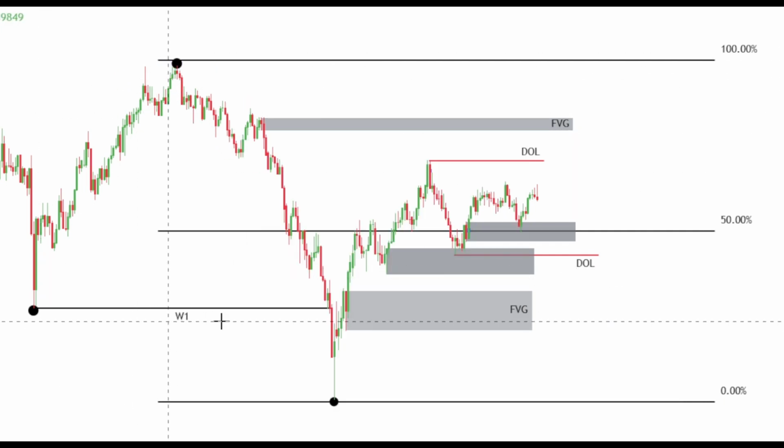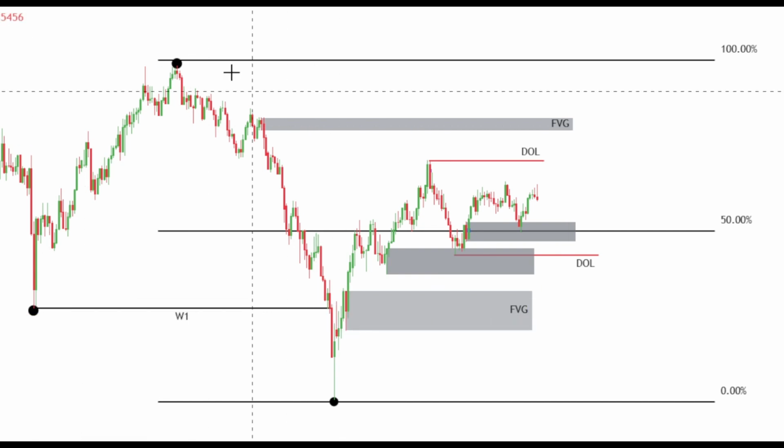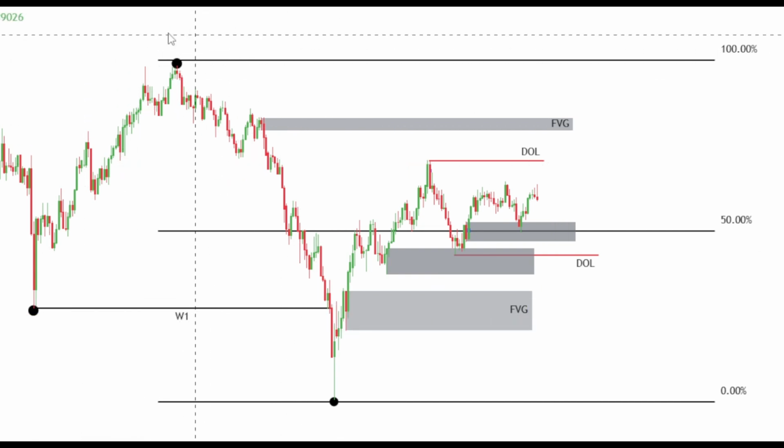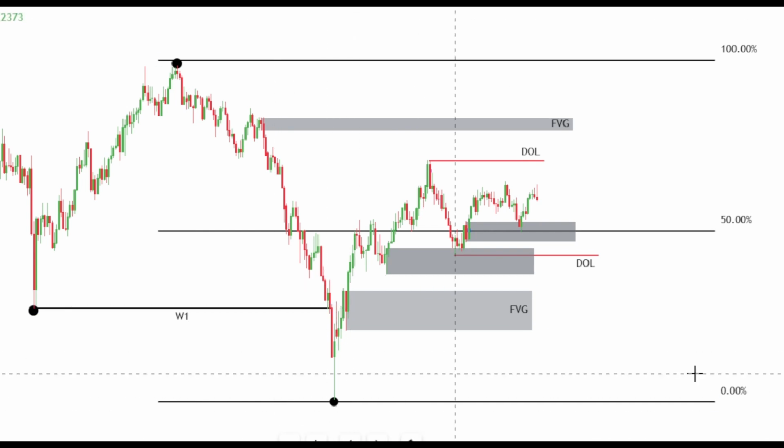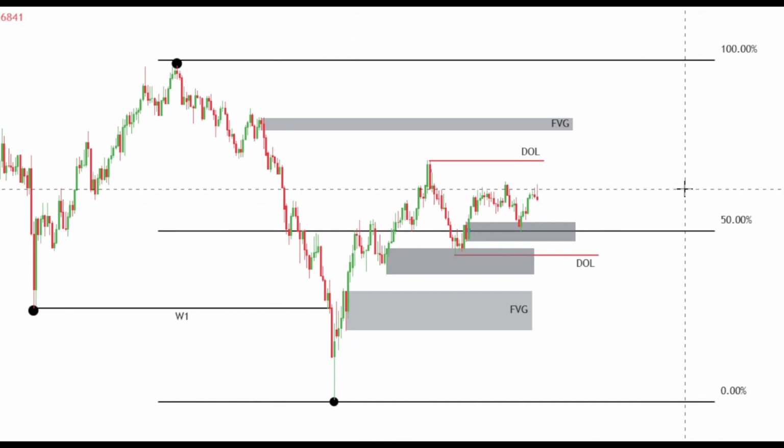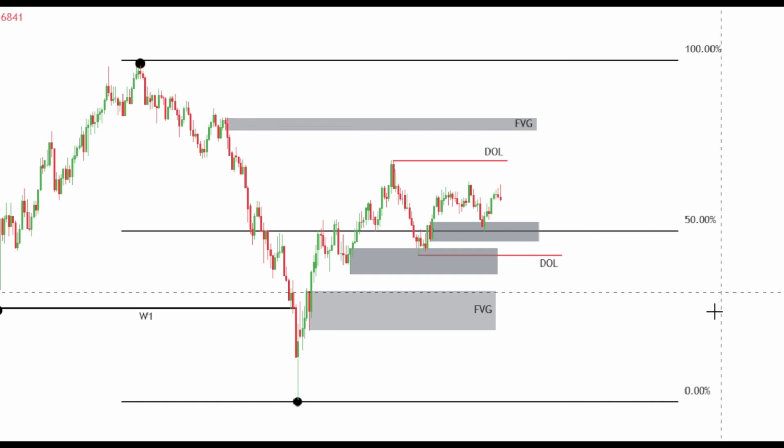We have bearish structure confirmed by this breaker structure over here. We have a bearish dealing range from this swing high down to this swing low. Anything above this 50% level is of course a premium. Anything below is a discount.